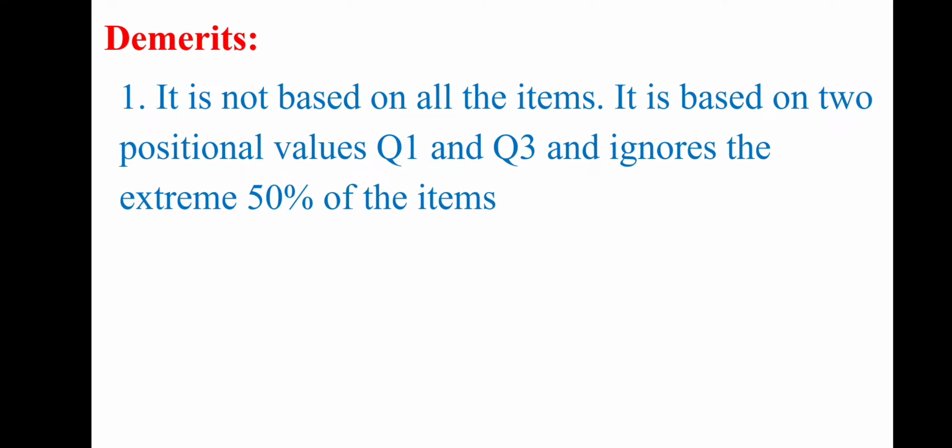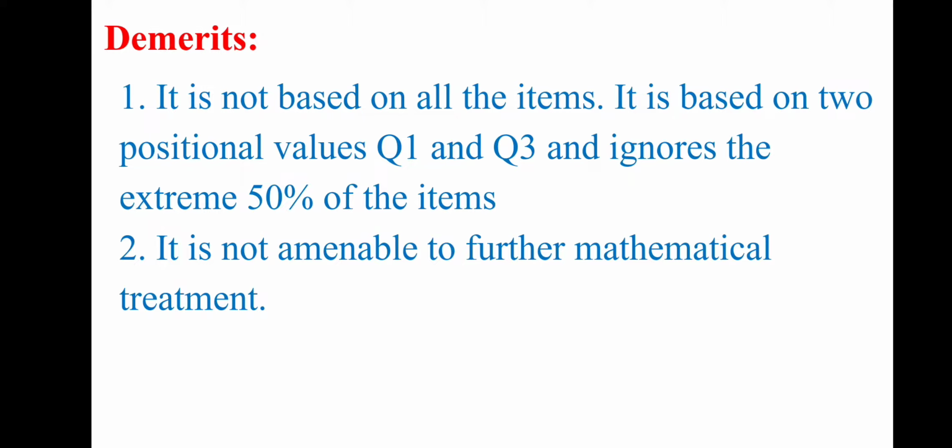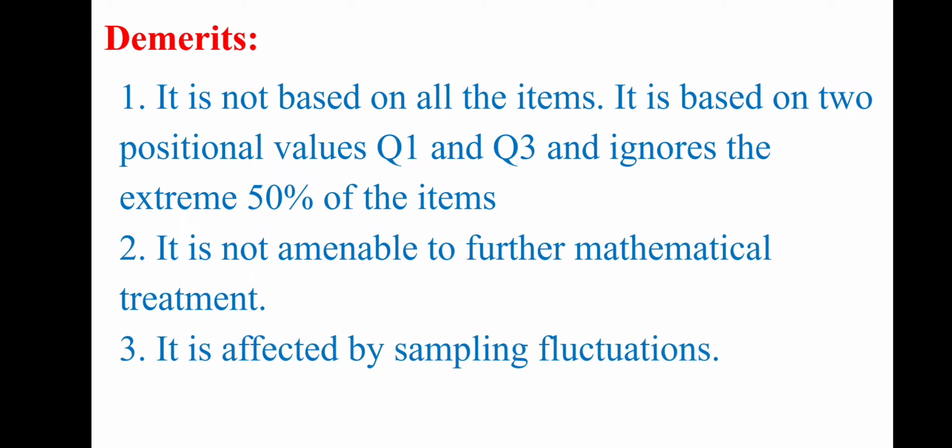Demerits: it is not based on all items, it is based on two positional values, that is Q1 and Q3, and ignores the extreme 50% of the items. Those are ignored because we are considering only the third quartile and first quartile, that is Q3 and Q1. It is not amenable for further mathematical treatment. We cannot use it for further mathematical calculation, for testing of hypothesis or distributions. The quartile deviation will not be useful. It is affected by sampling fluctuations. In a few places sampling fluctuation will affect it. So for this reason its application is very limited.